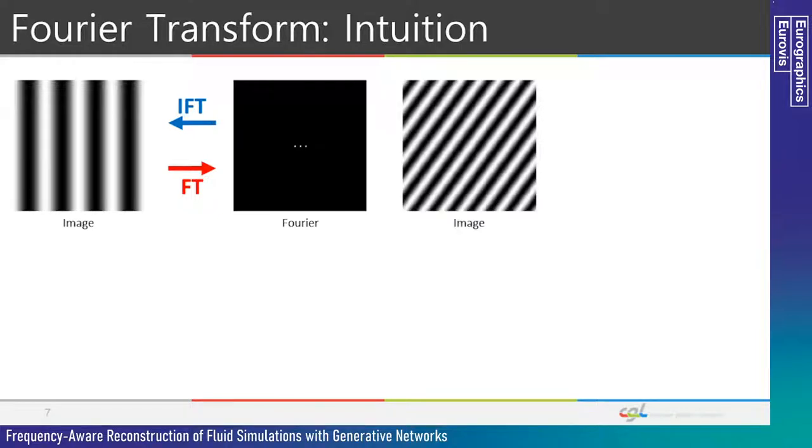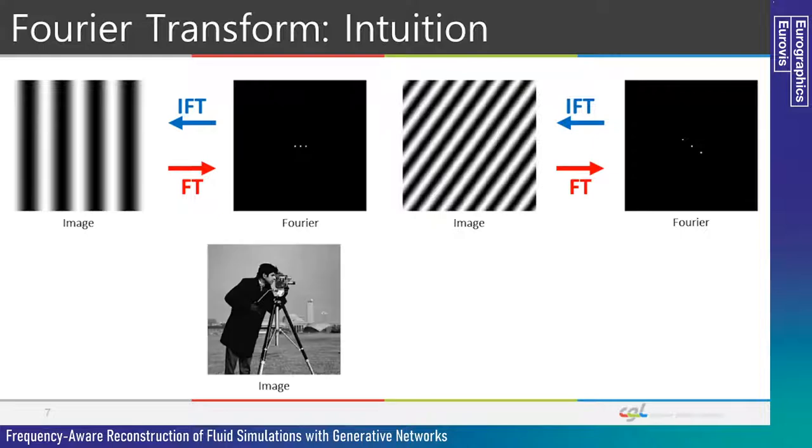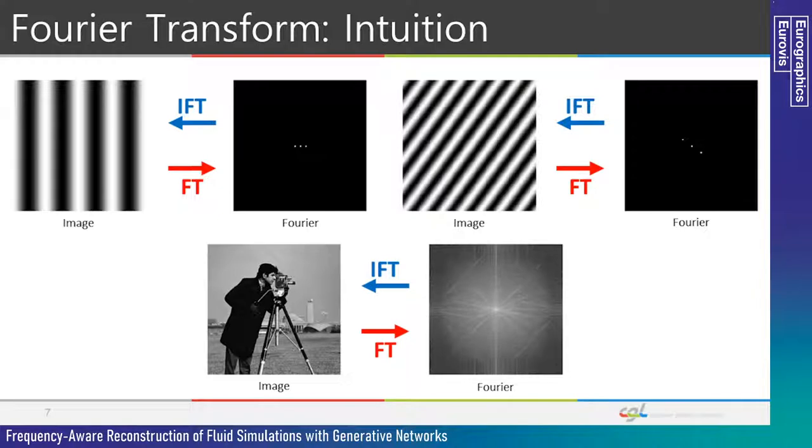Similarly, if we have an image with a sine wave of a higher frequency and at a different angle, we get an image in the Fourier domain that has points with a larger distance from the origin representing the high frequency and a different angle representing the angle of the sine wave in the original image. And again, we can go back and forth between the two. And of course, this also works for entirely complex images that have complex Fourier domain equivalents.